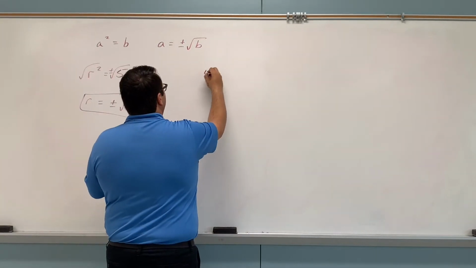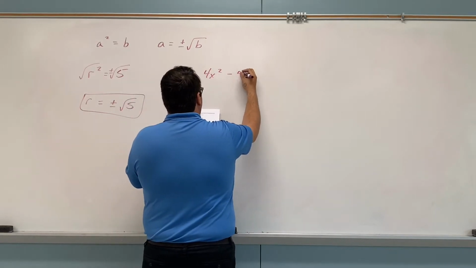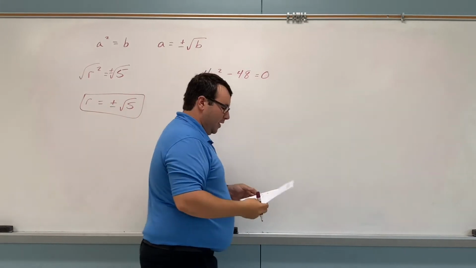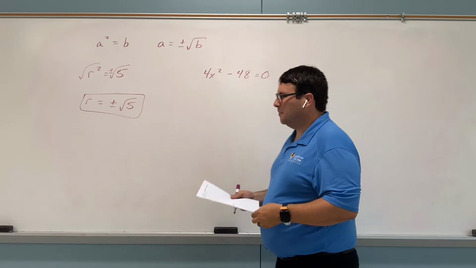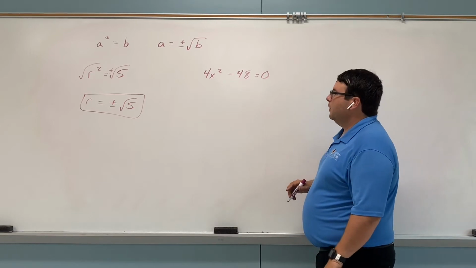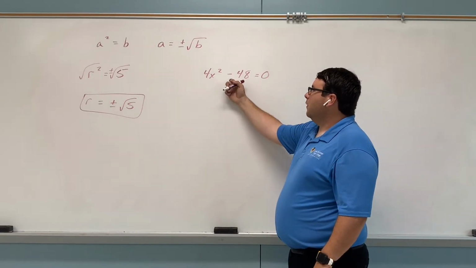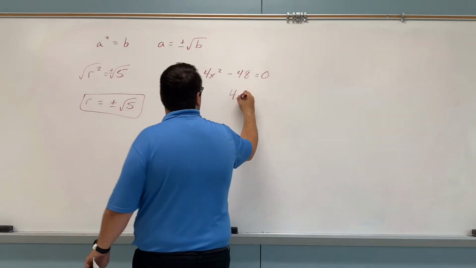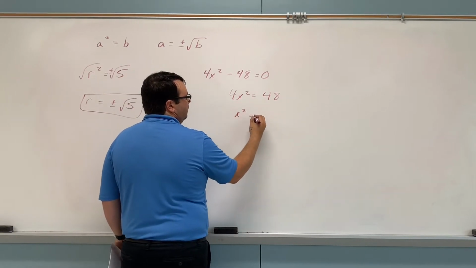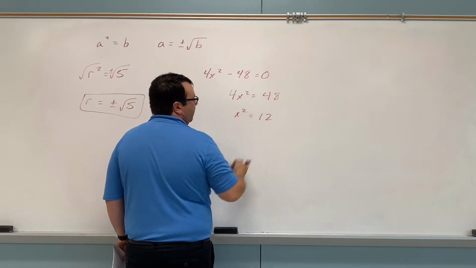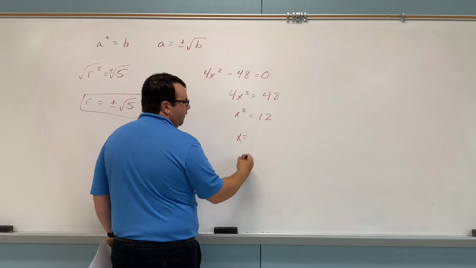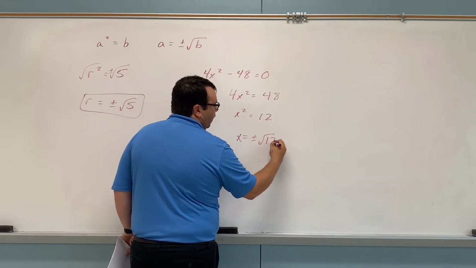Let's try another one. Let's say I have 4x squared minus 48 is equal to 0. That's what I get for reading ahead, right? Okay, so I have 4x squared minus 48 is equal to 0. Now, to solve this out, I'm actually going to move this 48 over. I'm going to divide by 4. And so when I do, that's going to be 12. To solve even further, I'm going to take the square root property and apply it. So this becomes x equals the plus or minus square root of 12.